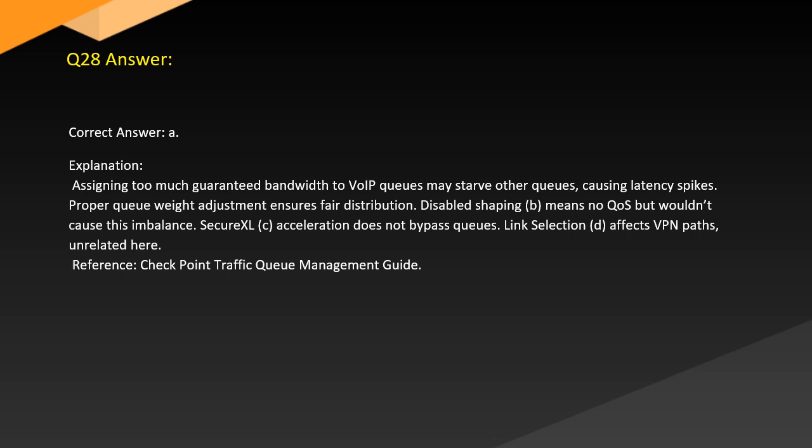Answer. Correct answer: A. Explanation: Assigning too much guaranteed bandwidth to VoIP queues may starve other queues, causing latency spikes. Proper queue weight adjustment ensures fair distribution. B. Disabled shaping means no control but wouldn't cause this imbalance. C. SecureXL acceleration does not bypass queues. D. Link selection affects VPN paths, unrelated here. Reference: Checkpoint traffic queue management guide.